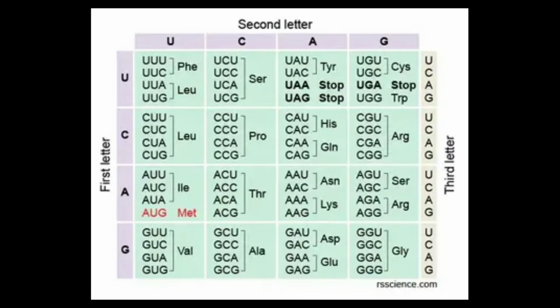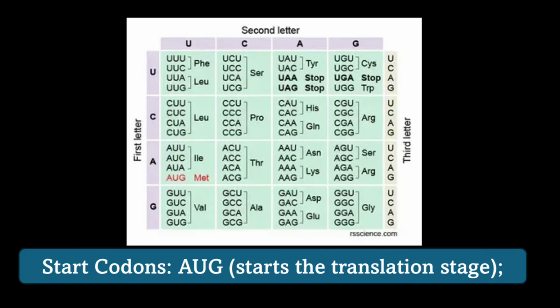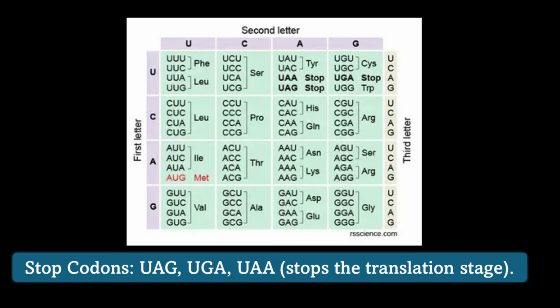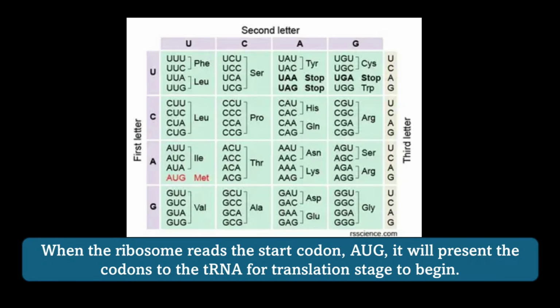Makikita nyo dito sa table na to, the important codon. So, the start codon, we have here the AUG, which starts the translation stage. And the stop codons, we have the UAG, UGA, and UAA, which stops the translation. So, when the ribosome reads the start codon, AUG, ito yung magpe-present ng codons or the tRNA for translation stage to begin.